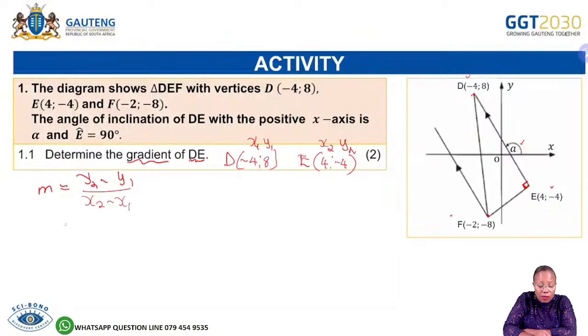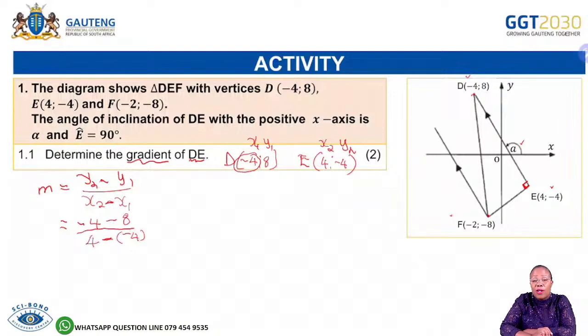Then from there you can now substitute into your formula. What is y2? Minus 4. And then minus from the formula. And what is y1? 8, all over x2, which is 4, minus, and then the x1 is minus 4. Can you see that it's a minus from the formula and then the minus from our x1 value there? Now you put everything into your calculator, grade 12, straight to the answer. This will be minus 3 over 2 in a simplified fraction.